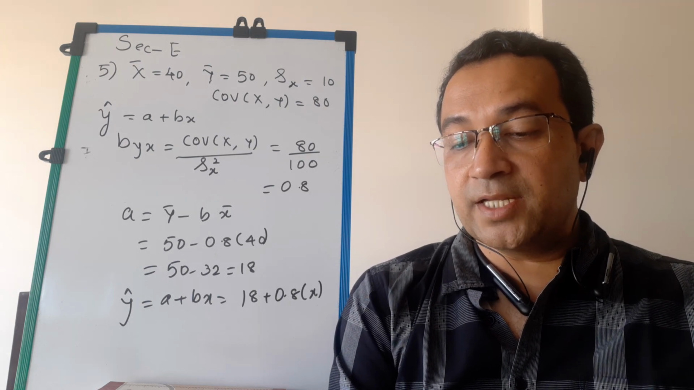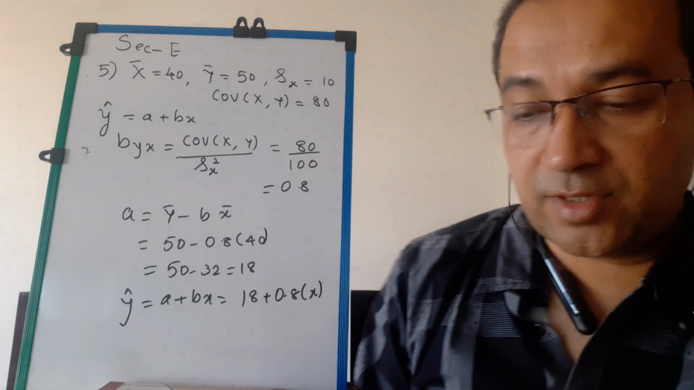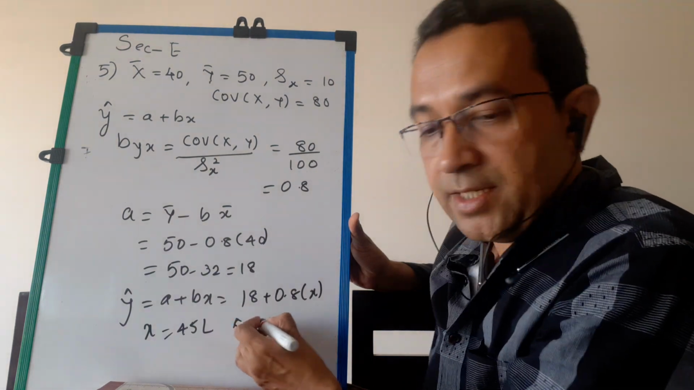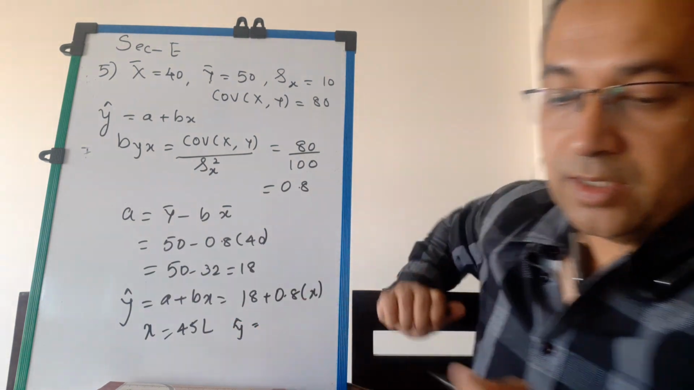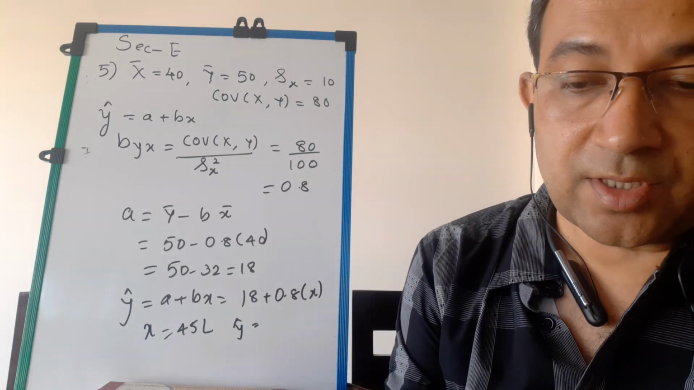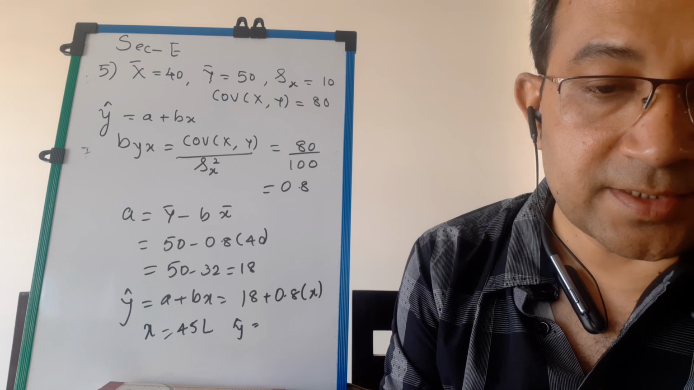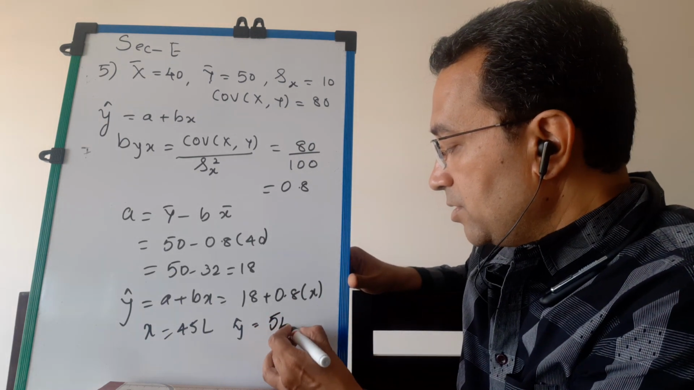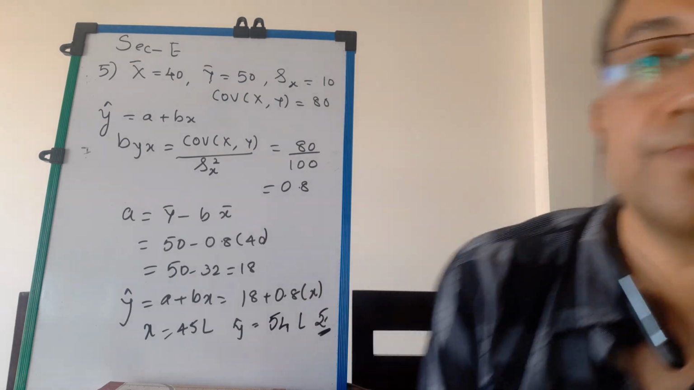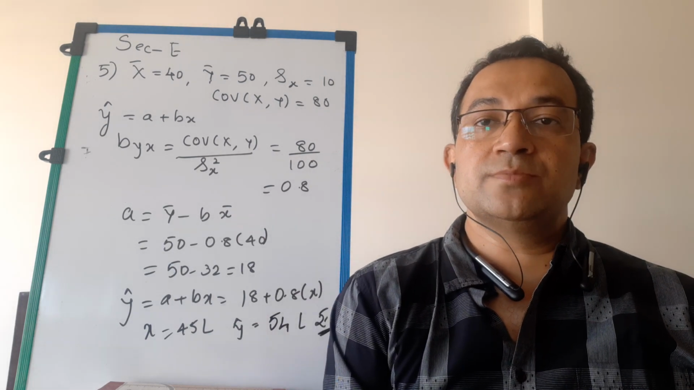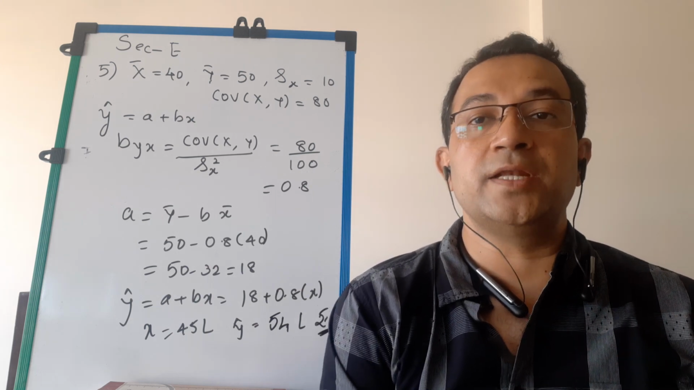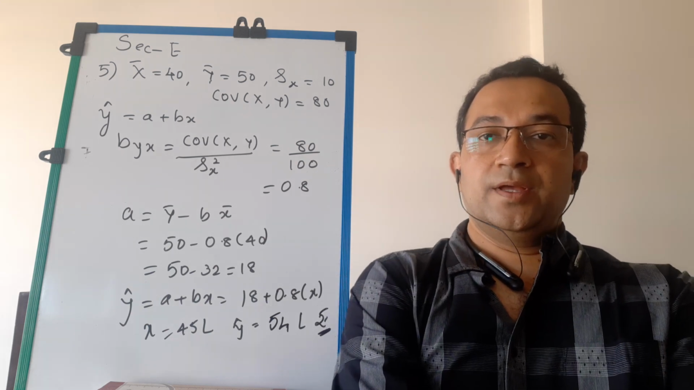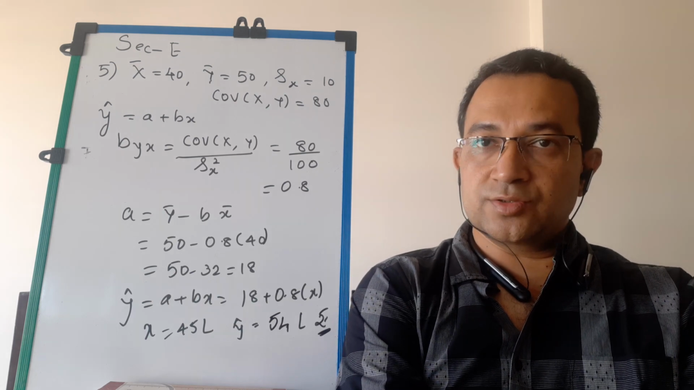Now when x is 45, we can estimate the value of y. You substitute here 45. So when x is equal to 45 lakhs, the estimate of y is coming to be, students, let us check the units of x and y. The unit of x and y both is lakhs rupees. So this turns out to be 54 lakhs rupees. So easily you can use your simple calculator, students, to find the estimate of dependent variable y for a given value of independent variable x. Is this okay, students? I think all of you have understood.